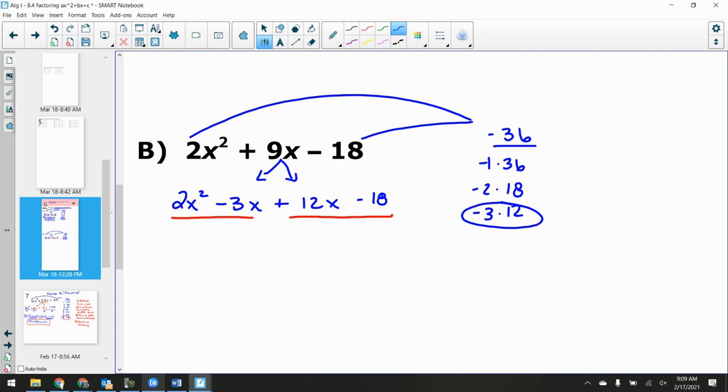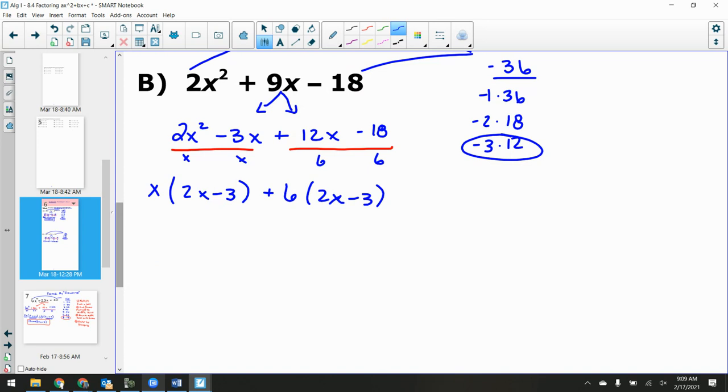What is my GCF of my first two terms here? Elena? Just an x. So when I remove an x, it's a 2x minus 3. Okay, what's my GCF of my second two terms? Baker? 6. And when I divide that out, it's again 2x minus 3. Hey, look at that. One of my answers is 2x minus 3. The other is x plus 6.